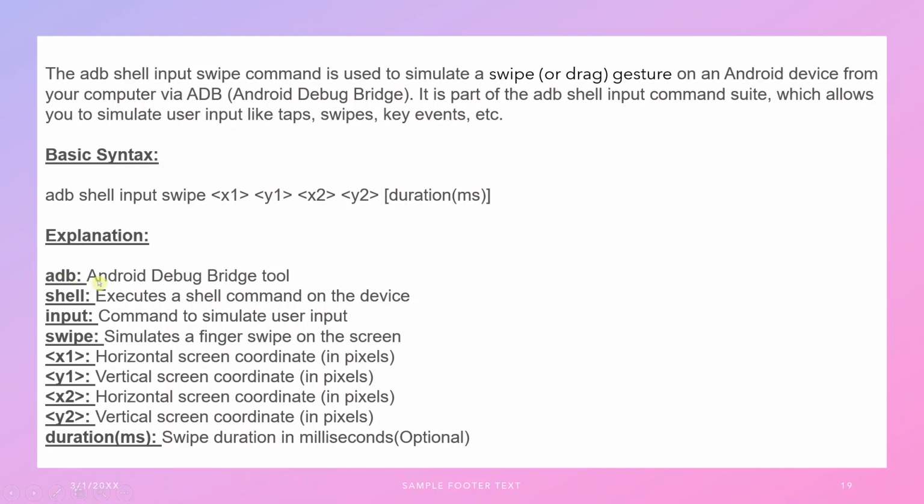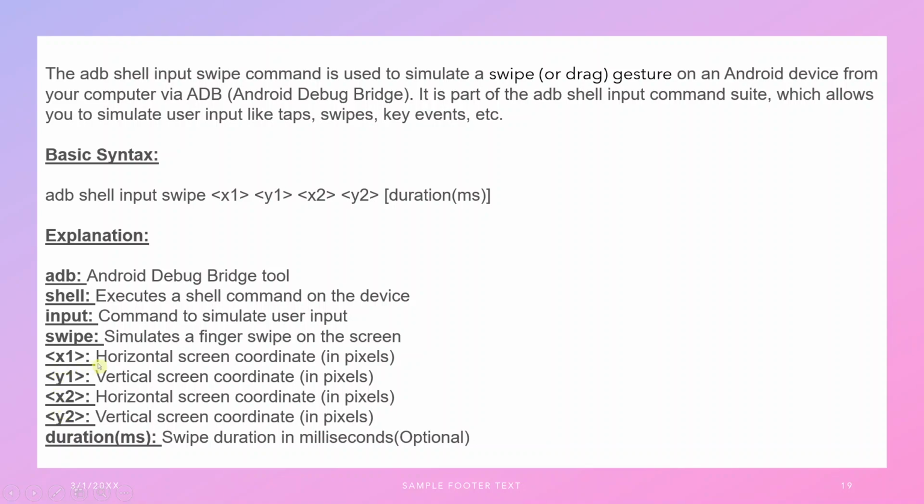ADB is the Android Debug Bridge tool. Shell executes a shell command on the device. Input is the command to simulate user input. Swipe: we have to use the keyword called swipe, which simulates a finger swipe on the screen. And then x1, y1, x2, and y2.